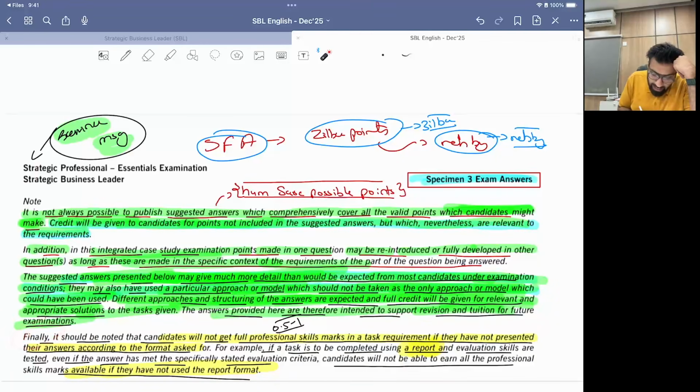Finally, it should be noted that candidates will not get full professional marks if they have not presented their answer according to the format. For example, if the task is completed and evaluation skills are tested, even after you have made the evaluation, if you have not used the format, you're going to be losing some marks, right? And the examiner has said the answers are much more detailed. You cannot explain the answer like the examiner does, but at least you can take some ideas from it.